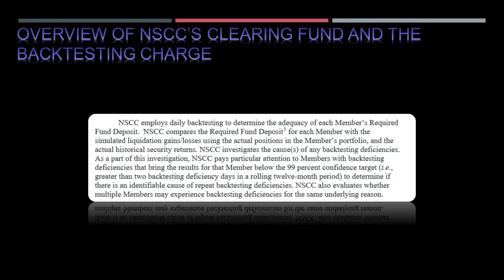As a part of this investigation, NSCC pays particular attention to backtesting deficiencies, and particularly to members with backtesting deficiencies that bring them below that 99% confidence target, or greater than 2 backtesting deficiency days in a rolling 12-month period, to determine if there is an identifiable cause of repeat backtesting deficiencies. So they basically investigate to look at what's causing this. NSCC also evaluates whether multiple members may experience backtesting deficiencies for the same underlying reason.